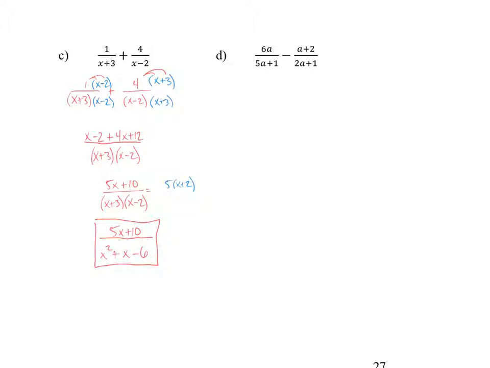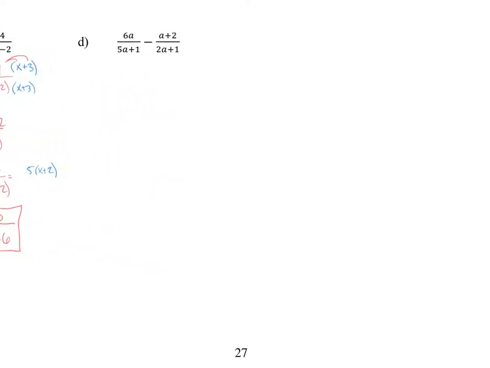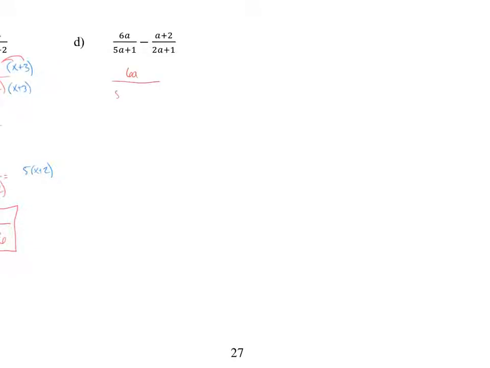So if I look at these two fractions, they do not have the same denominator, so I'm going to have to make that happen. So this first fraction is 6a over 5a plus 1. And what this fraction does not have, that this fraction does have, is a 2a plus 1. So I'm going to make sure that I multiply this fraction by 2a plus 1 over 2a plus 1. All right, minus.